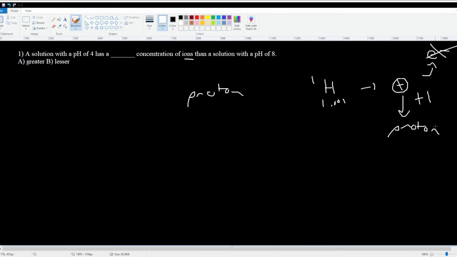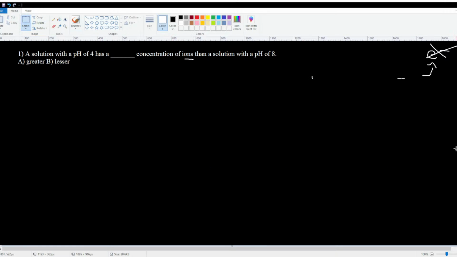So now that we got the language sort of out of the way, we could start talking about pH. When we're talking about pH, we're not talking about any other ion other than protons. So here we're talking about protons, which we just discussed. So, a solution with a pH of 4 versus a solution with a pH of 8. So what does that mean?